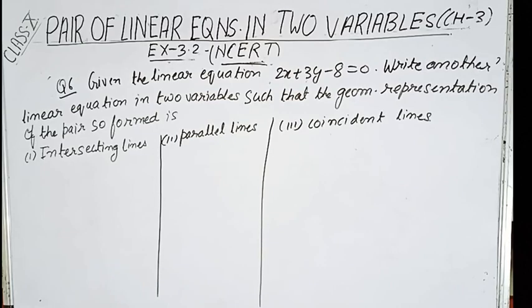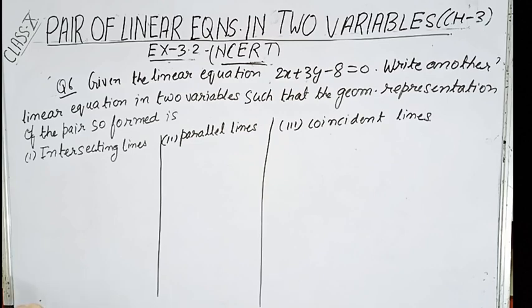Coming to question number 6, which says that given the linear equation 2x plus 3y minus 8 equals 0. One linear equation is given as 2x plus 3y minus 8 equals 0. Write another linear equation in two variables such that the geometrical representation of the pair so formed is number 1 intersecting lines, number 2 parallel lines, and number 3 coincident lines. Now children, we know that two lines are intersecting if a1 by a2 is not equal to b1 by b2.